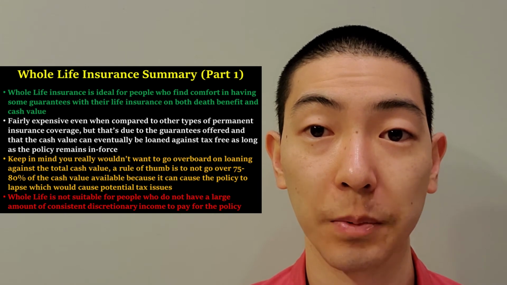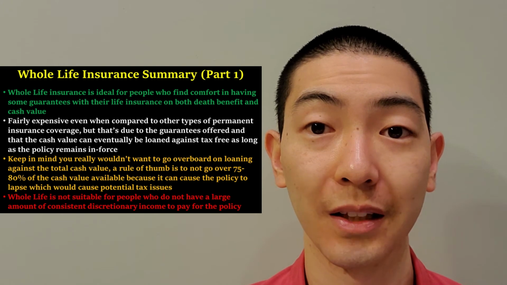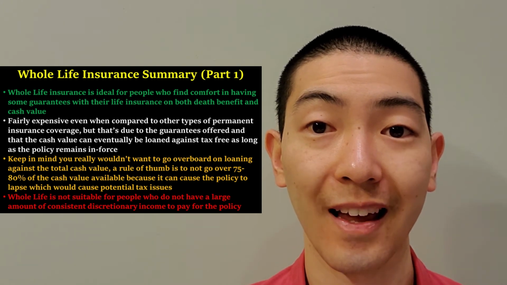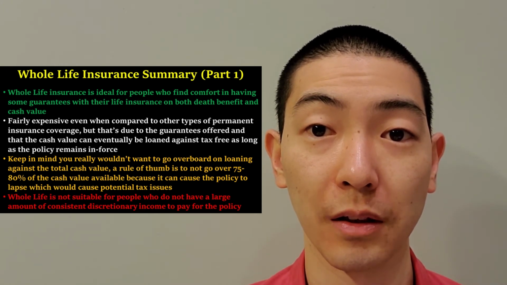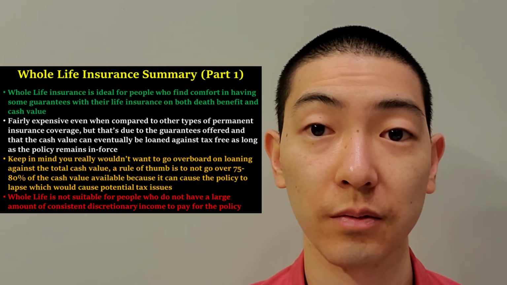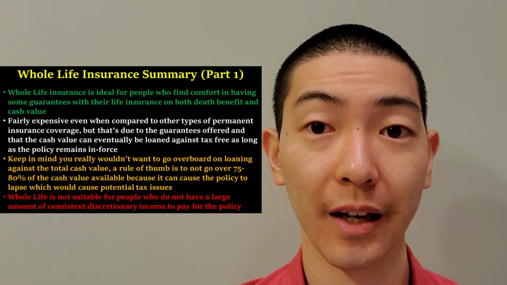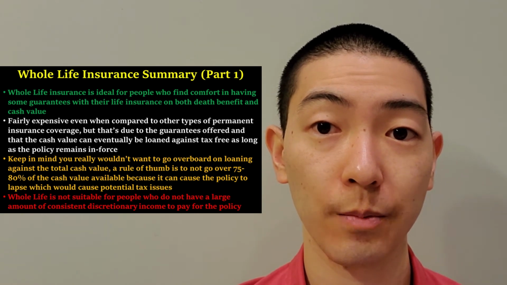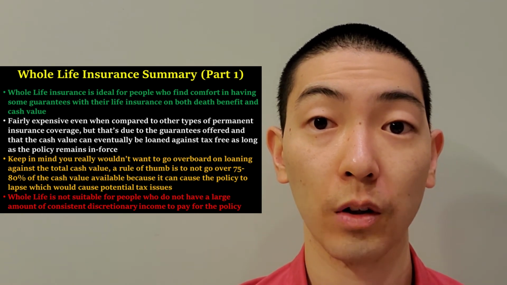Generally, whole life is fairly expensive even when compared to other types of permanent insurance coverage, but that's due to the guarantees offered and that the cash value can eventually be loaned against tax-free as long as the policy remains in force. At that point, the cash value can be used in any way you like, such as an income stream for a certain period of time or a lump sum.